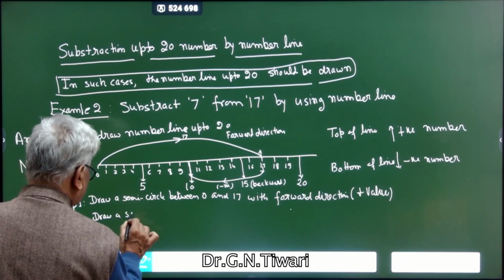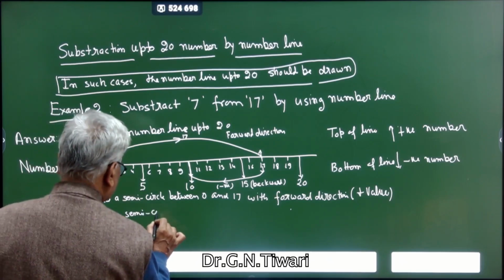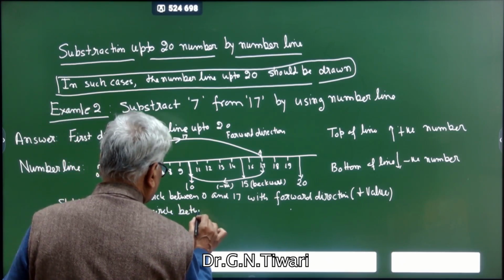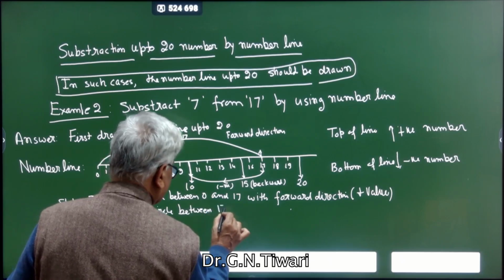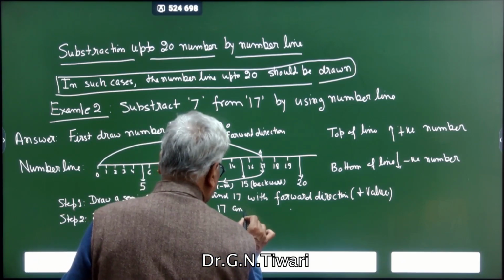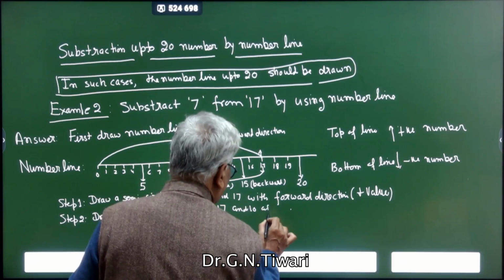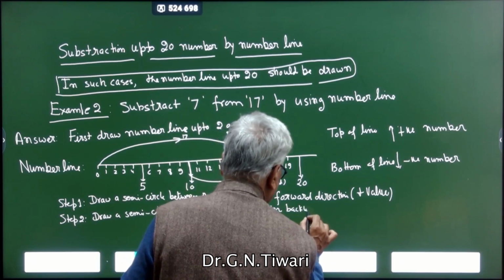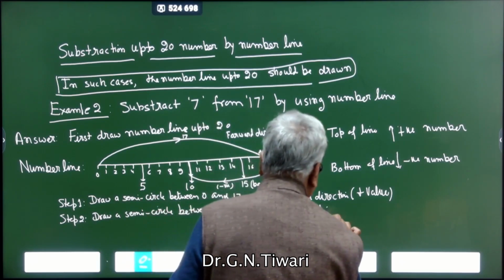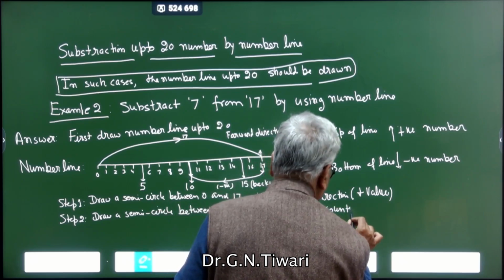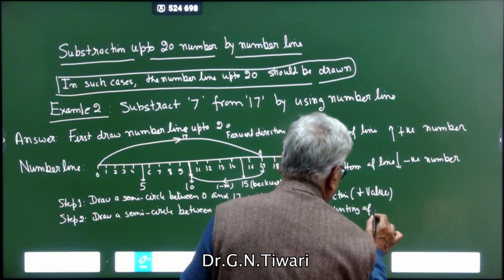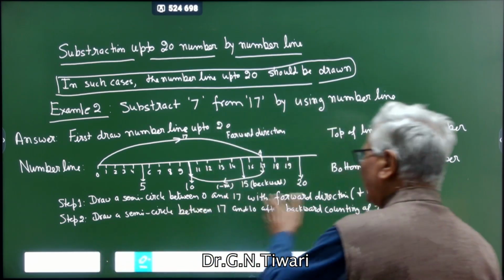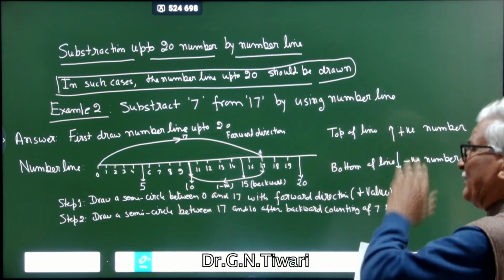Draw a semicircle between 17 and 10 after backward counting of 7 from 17. What I have done? I have written. So finally what you have to do?